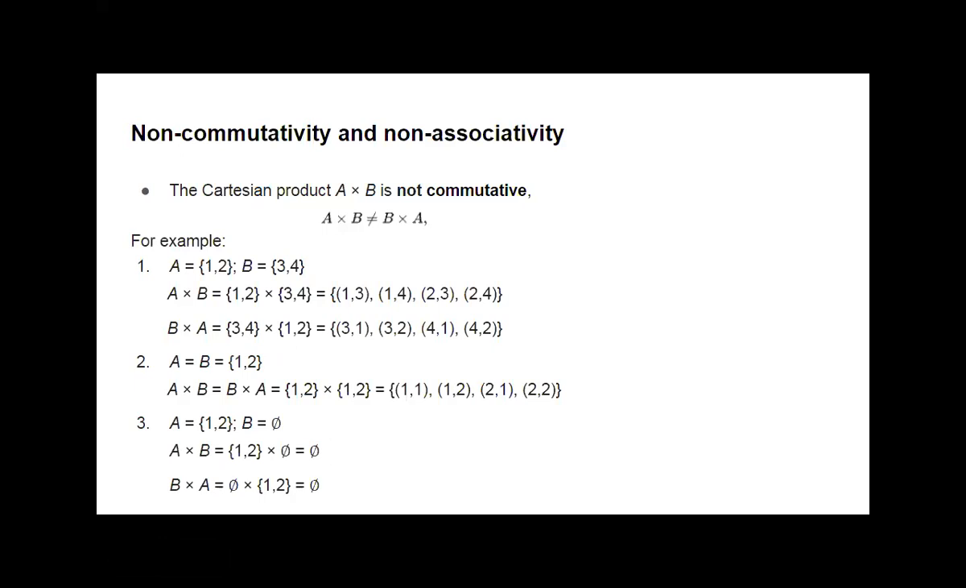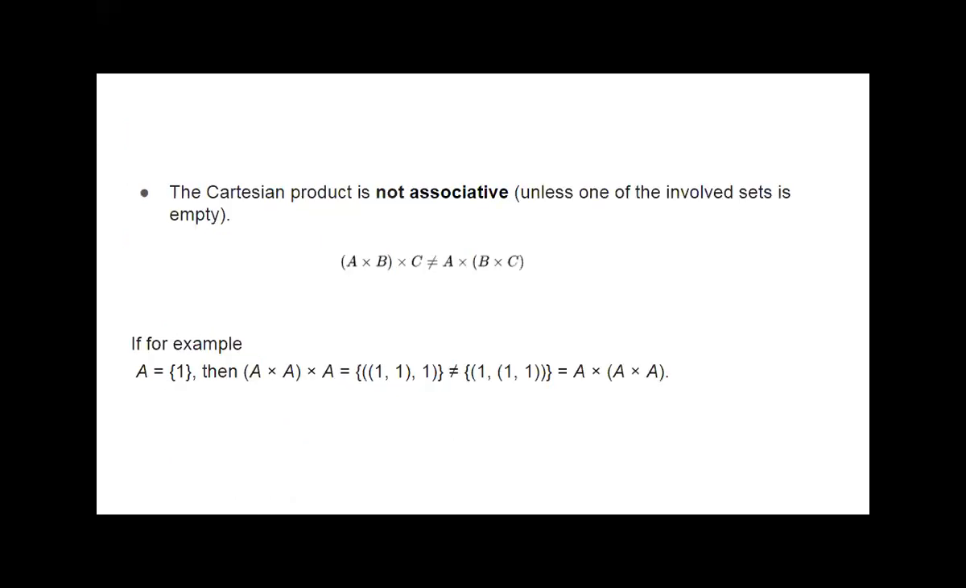If the two sets are equal, then also A cross B is equal to B cross A, and if one of the two sets is a null set, then also A cross B is equal to B cross A. These two are the exceptional cases. Otherwise, Cartesian product is not commutative. Now we will see how it is non-associative.